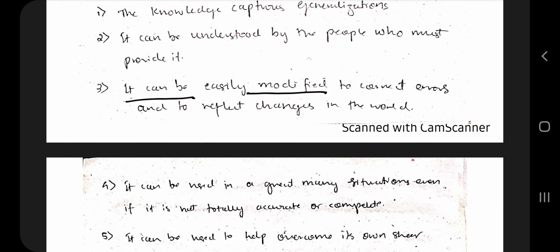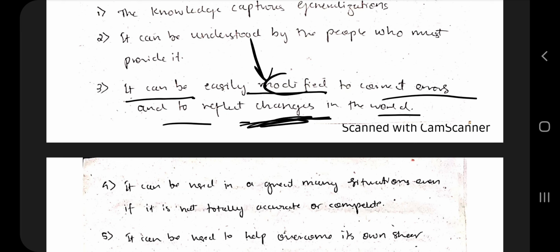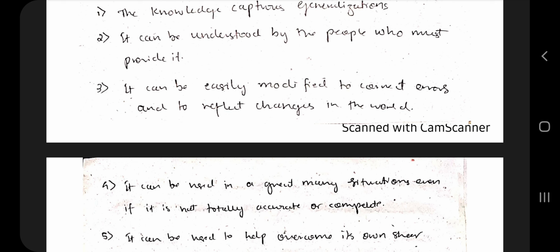It can be easily modified to correct errors and to reflect changes in the world. Now suppose that someone came and told them that vegetables are better, you have to eat vegetables instead of fruits. So what are we supposed to do? We are supposed to generalize it like they like vegetables instead of they like fruits. That's all the change we need to do, and it should be able to be easily modified. Okay, so add the easily modifiable feature to what is in your hand.